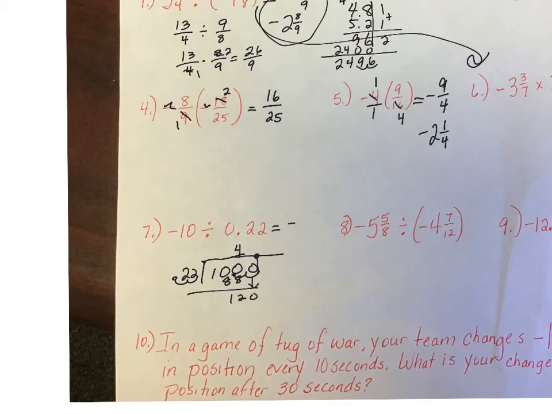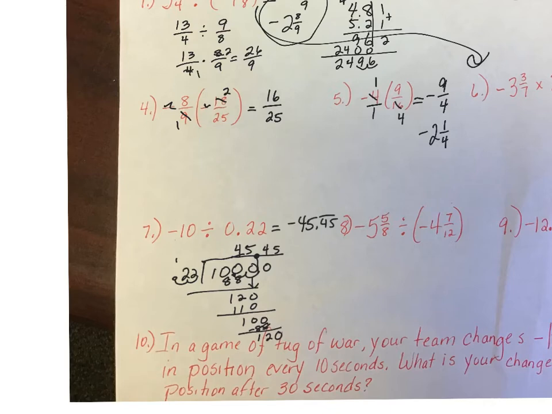22 into 120, I think probably goes 5 times. 5 times 2 is 10. Carry the 1. 5 times 2 is 10. That's 11. So we get 10 left over. I'm going to add another 0. Drop it down. That's going to be another 4. That's going to be 88. And if you notice, we're going to get 12 again. So that's going to be a 5, so my answer is going to be negative 45.45, repeating.